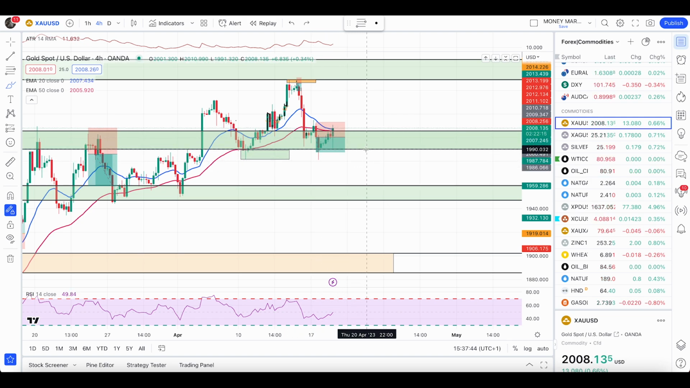So this zone again is 1990.02, and goes up to 2005.56. So I have these zones on the charts, and I want to see a break and close above or below for my possible trades. So be patient and wait for the conditions.